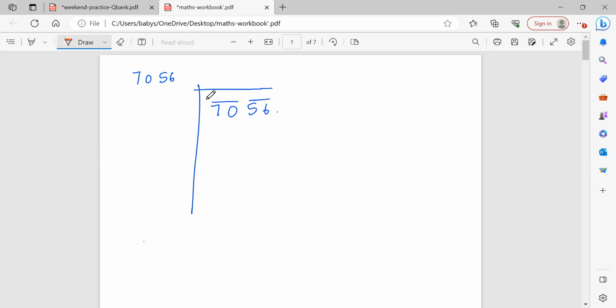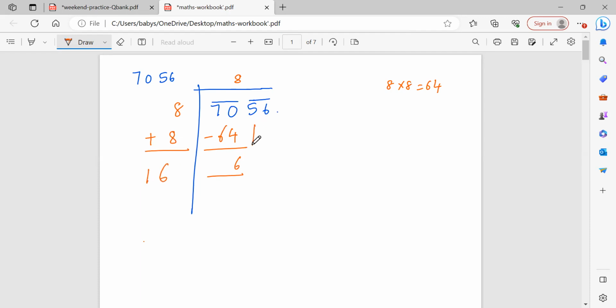So the nearest square to 70 is what? 8 into 8 is 64, isn't it? So 8 into 8 is 64. And 70 minus 64 gives me what? 6. And here you add another 8, and you get 8 plus 8 is 16.